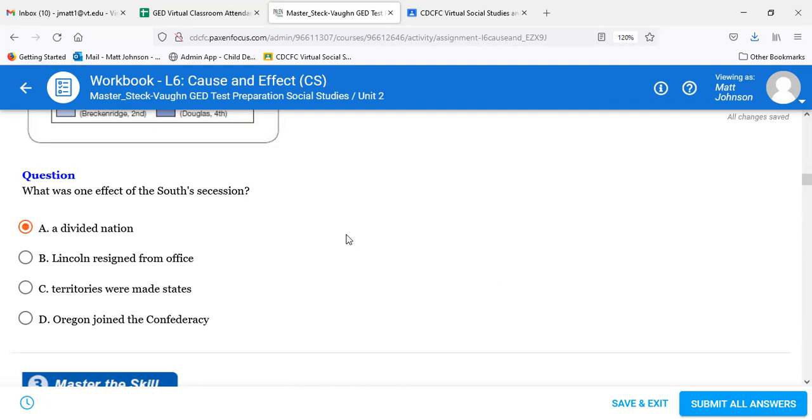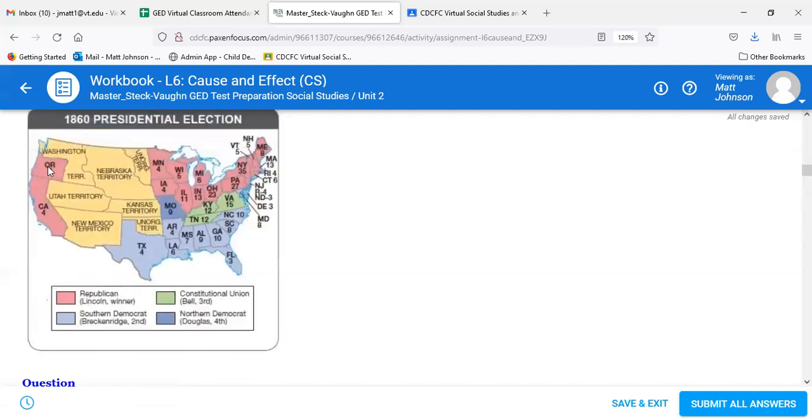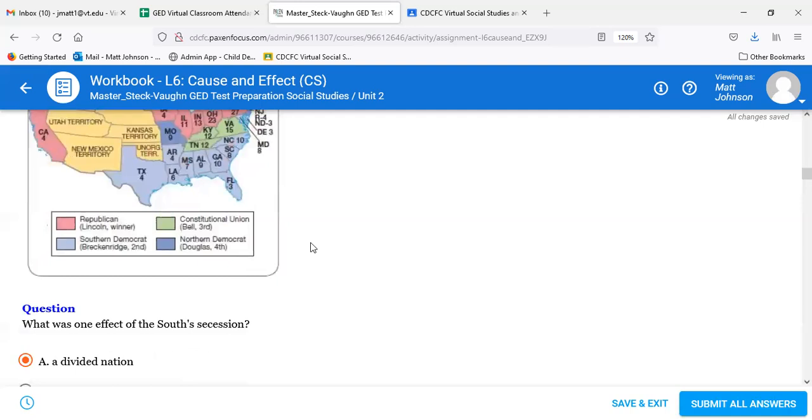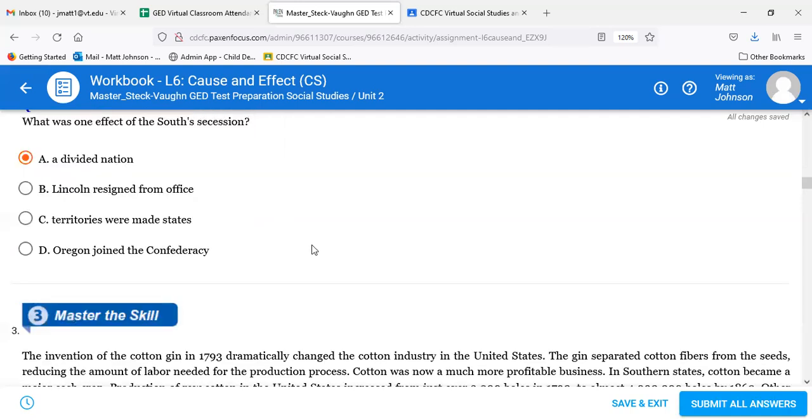Yeah, everything else, of course, Lincoln didn't resign from office. He was assassinated. Territories would be made states later. And of course, Oregon stayed a Union state. And you could tell that because they voted for Lincoln. You could see there are three electoral votes there. All right. So yeah, 2 is A.